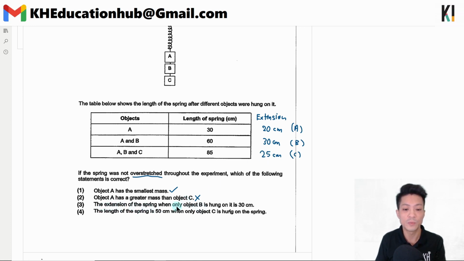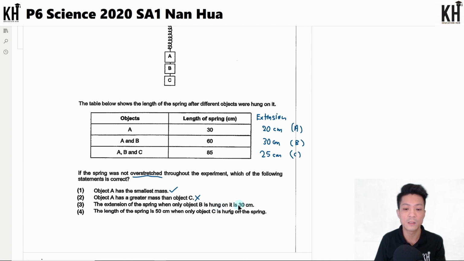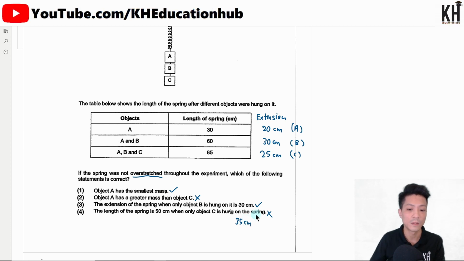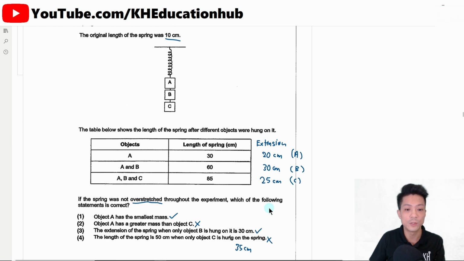The extension of the spring when only object B is hung on it is 30 cm. Okay. The length of the spring is 50 cm when only object C is hung on it. This is wrong because when only object C is hung on it, it will be 35 cm. Okay, so there are 2 correct options, 1 and 3.